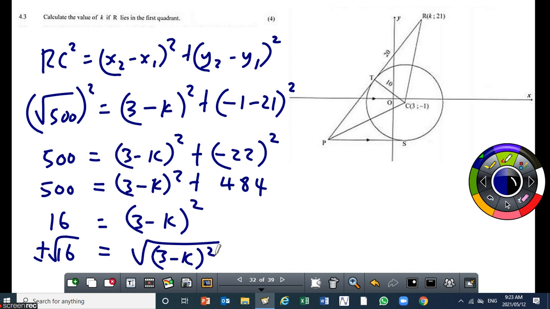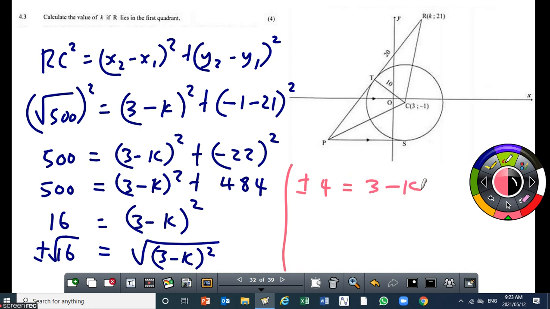Right? If you look at the mark allocation, it's 4 marks, which means you have to do a little bit of working out for you to get full marks. Right? Then from here now, you get plus or minus 4 is equal to 3 minus k.